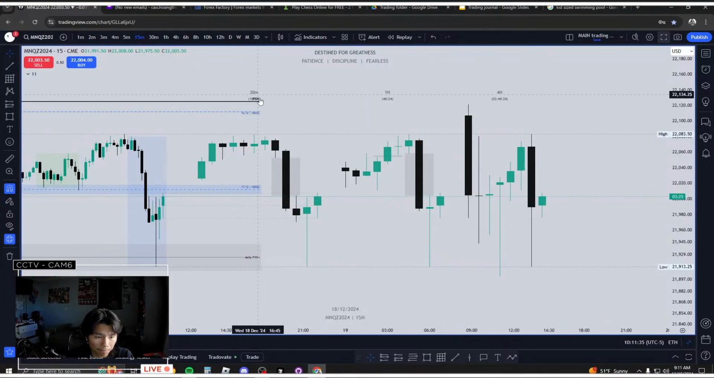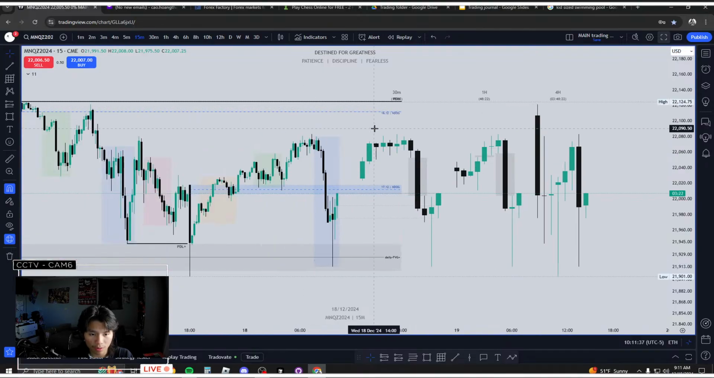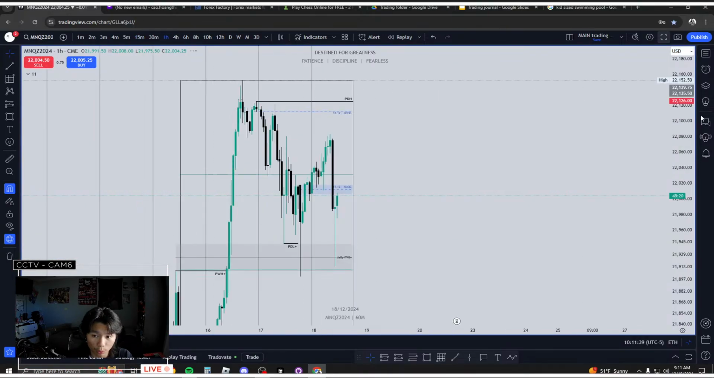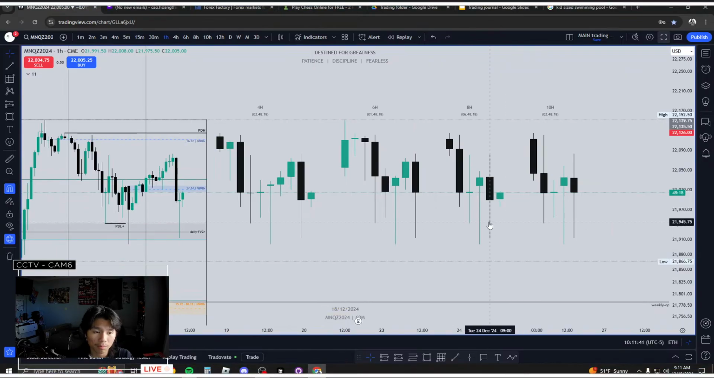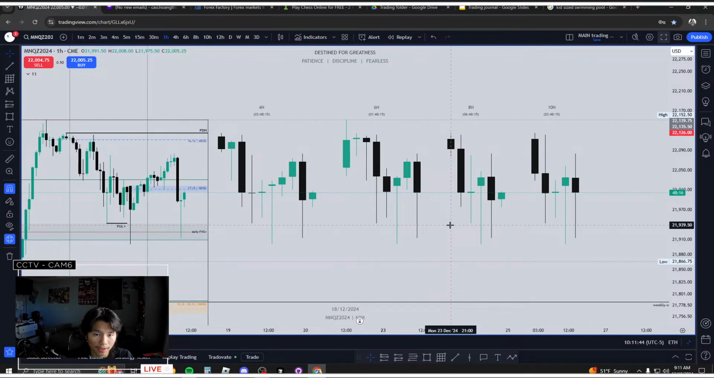So now, I would have to wait for more time, right? What does it mean that I'm waiting for time? As time passes by, candles are going to close. What does that mean? If this 6-hour candle closes here in about 2 hours, what does that mean?